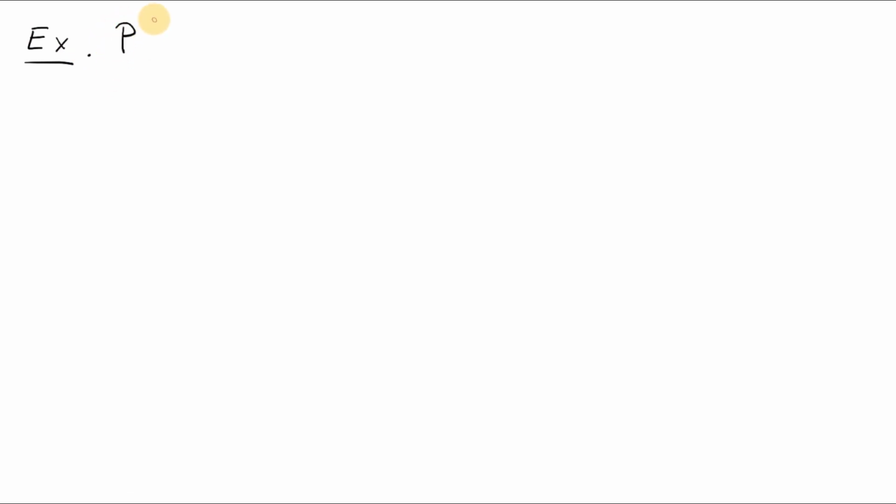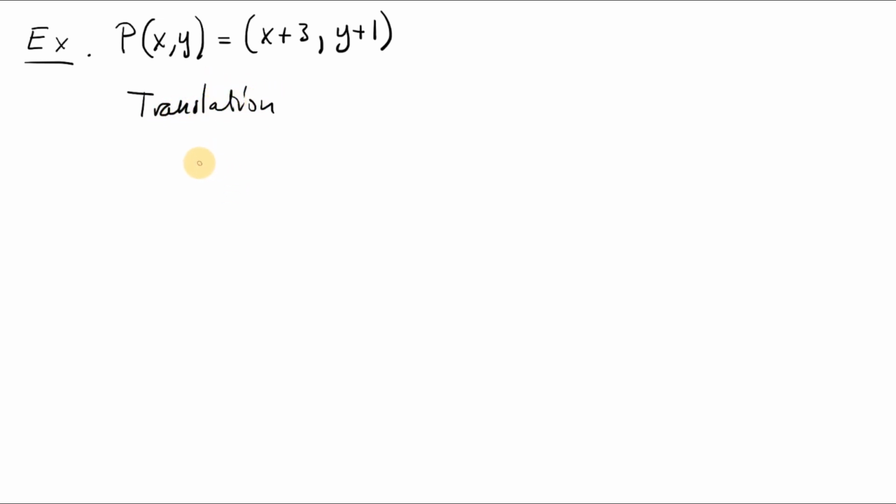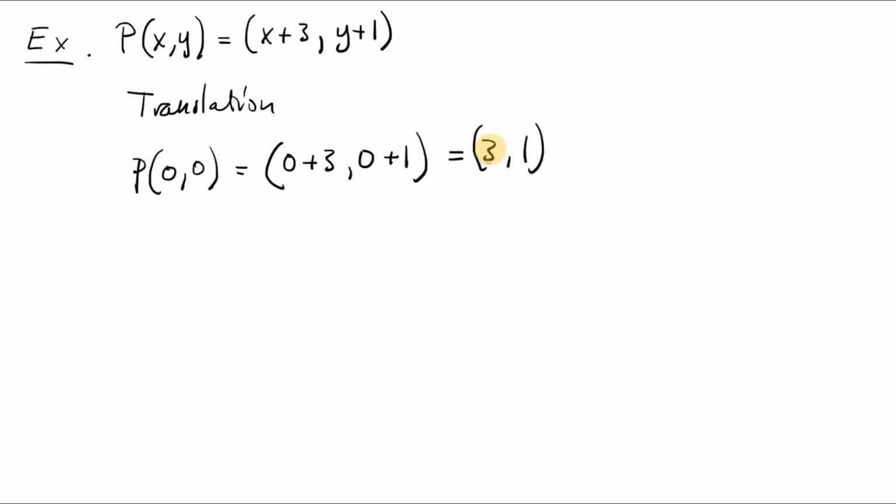This mapping P(x, y) given by (x + 3, y + 1) is an example of a translation. So you translate all the points. In this case, you move all points 3 steps to the right and 1 step up. So for example, the origin 0, 0 will be translated to the point 3, 1, since all points are moved 3 steps to the right and 1 step up.